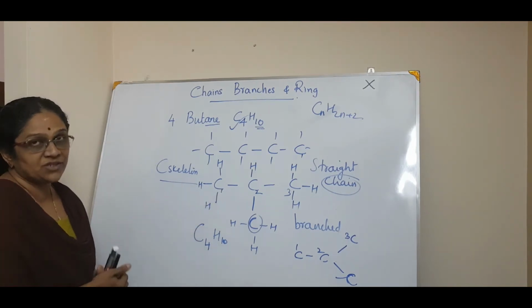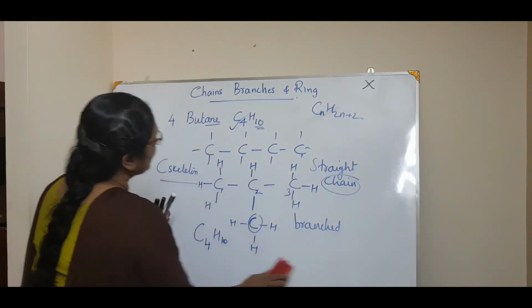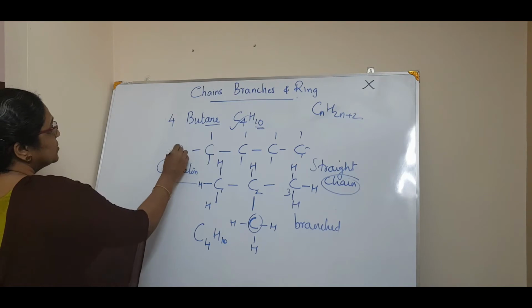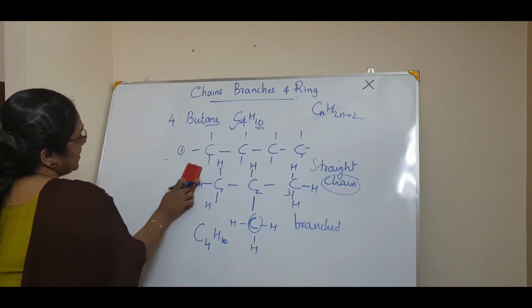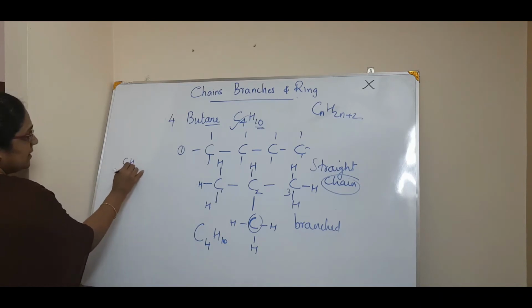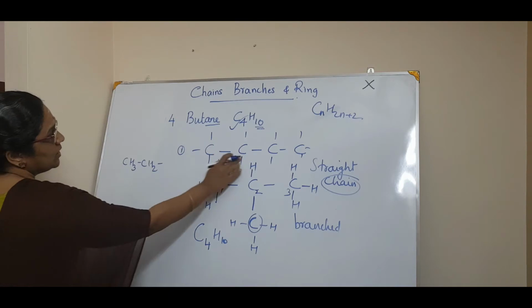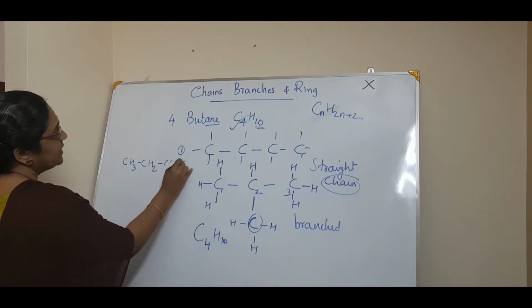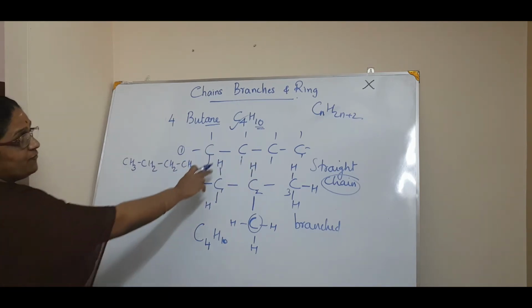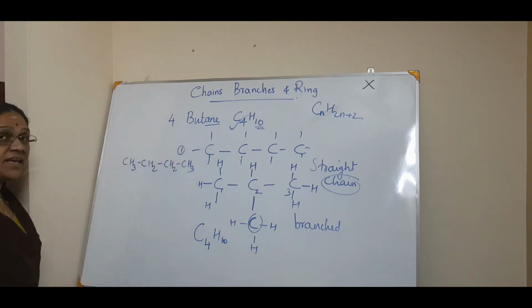Don't get confused. So if I write the condensed formula, how can I write the condensed formula of the first one? So this is the first one, see, this side. Tell me. This is CH3, okay, CH3. This is CH2. Now CH2 and CH3. See, the first straight chain compound, C4H10. Correct.